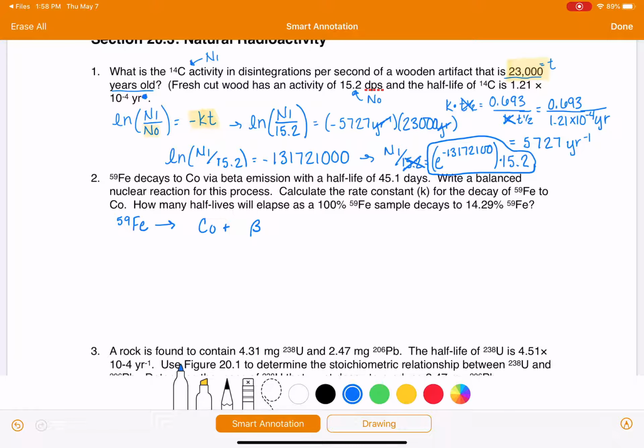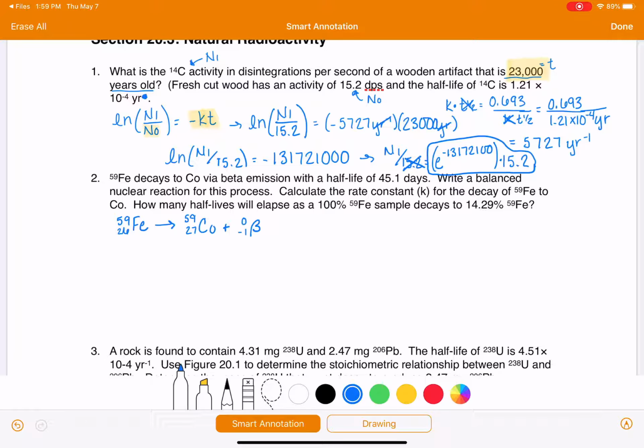First, we need to look at a periodic table and see what the atomic number is for iron. Iron is atomic number 26. And what's the atomic number for cobalt? That is 27. And let's take a look at our beta emission. So we're emitting a beta particle, which is also known as an electron. And there's its information. So that tells us that this particular cobalt is cobalt-59 isotope. So there's our nuclear reaction.